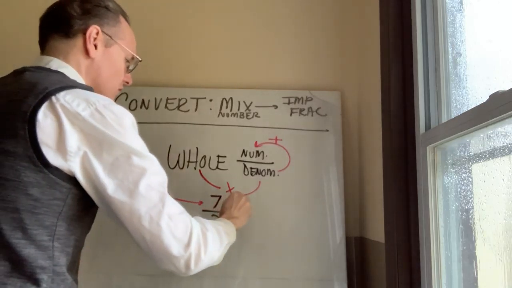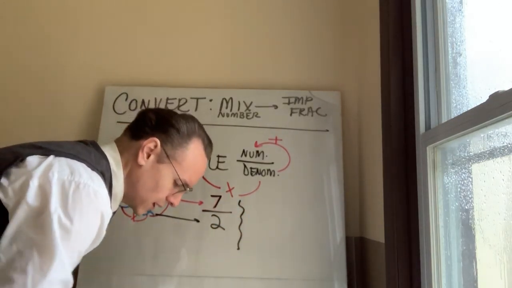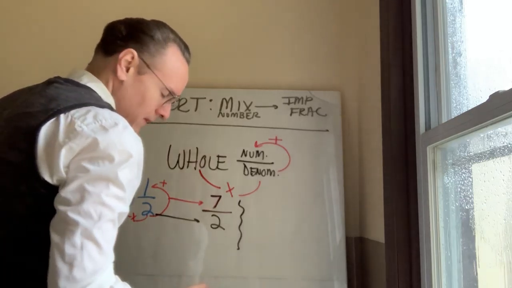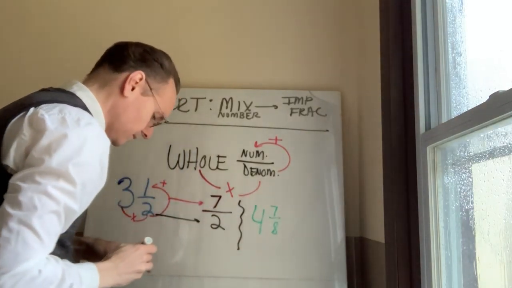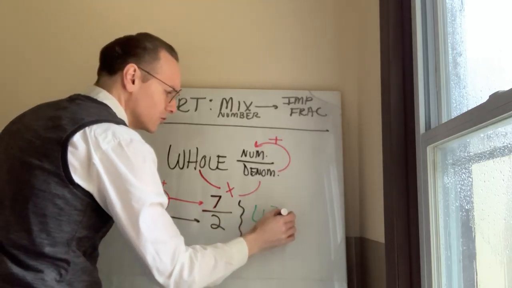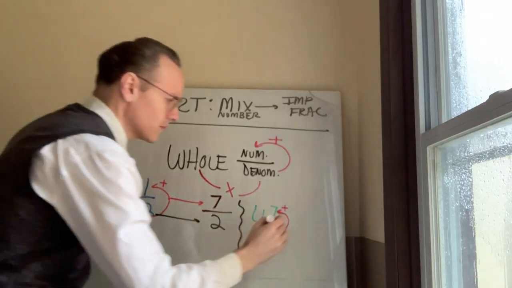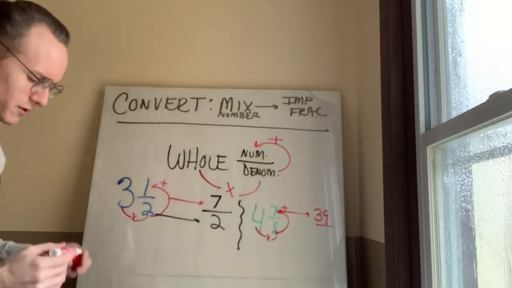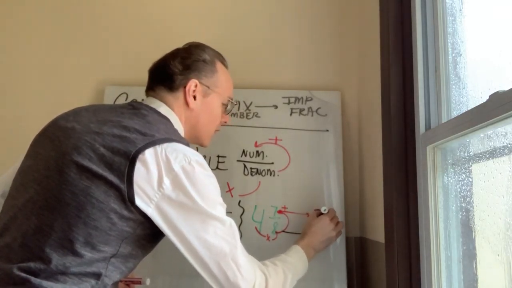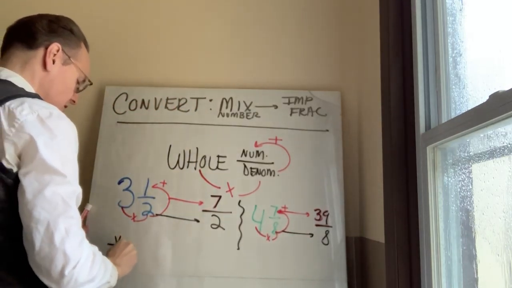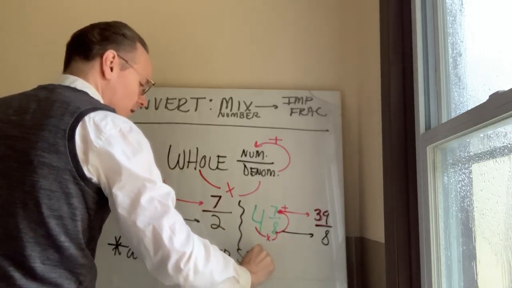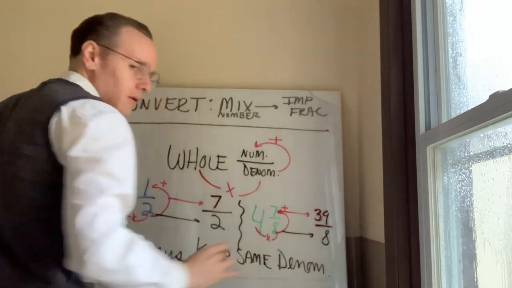Here's another one, I'll put it next to it. If you had, say hypothetically, 4 and 7/8, you would multiply these two. 4 times 8 is 32. 32 plus 7 is 39. That is your new numerator, for lack of a better phrase. And what you divide it by, you keep the same denominator. Always keep the same denominator. Okay.